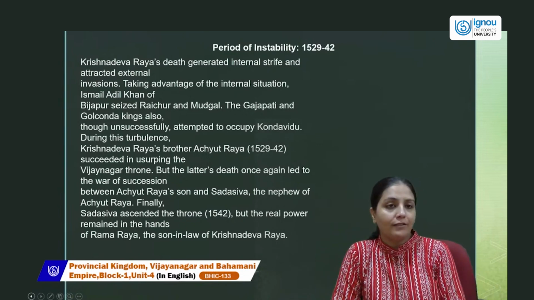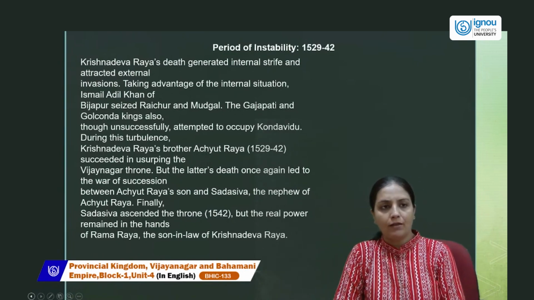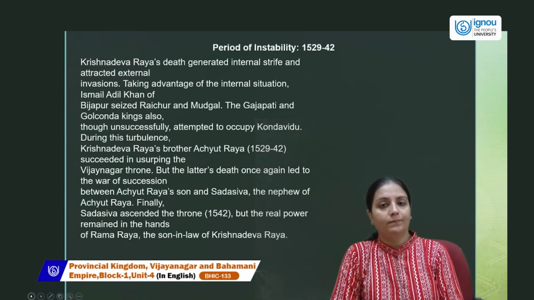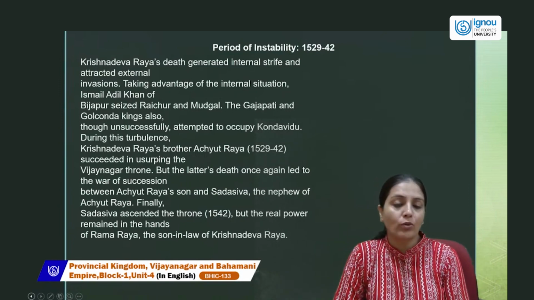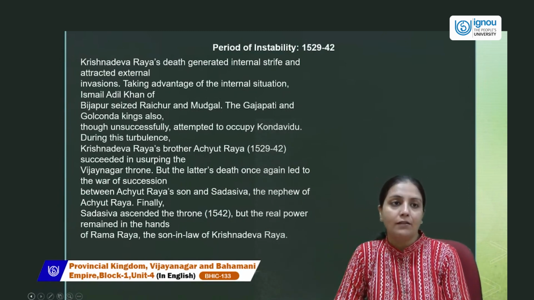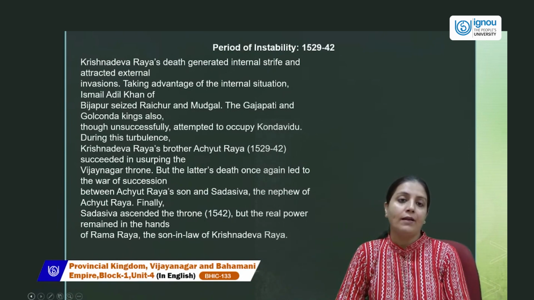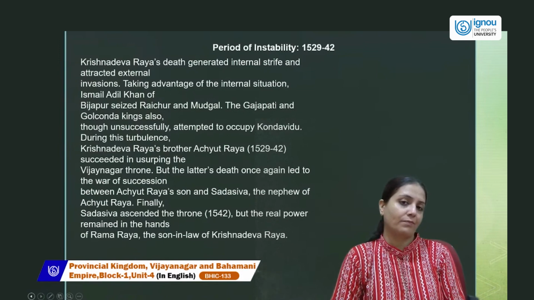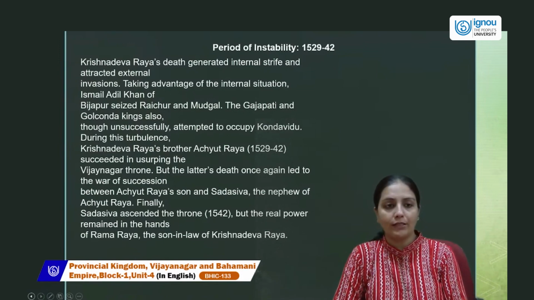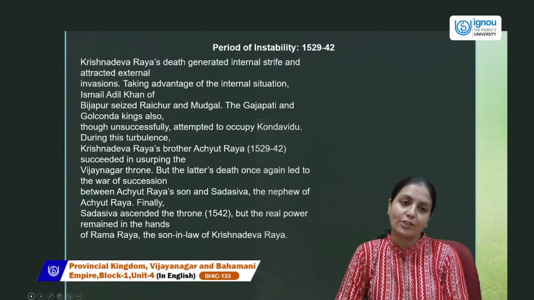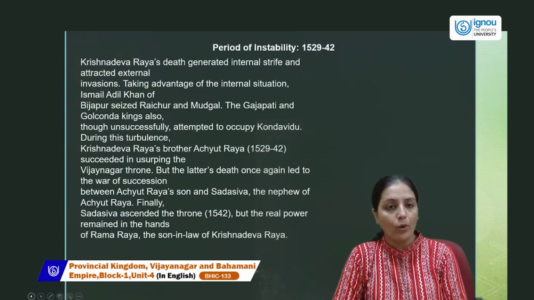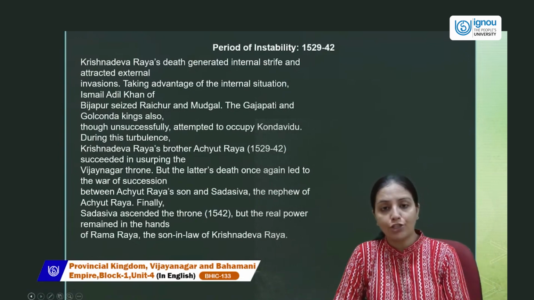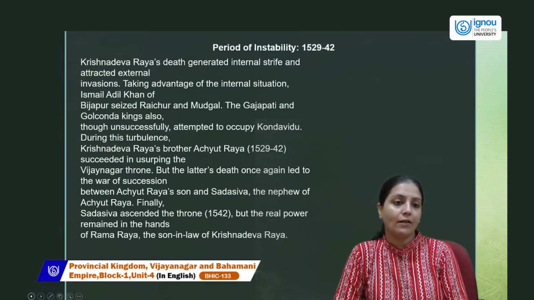Taking advantage of the internal situation, Ismail Adil Khan of Bijapur seized Raichur and Mudgal. He seized them very soon because he had seen Krishnadev Raya's death. That's why he took advantage of these internal strifes. The Gajapati and Golconda kings also, though unsuccessfully, attempted to occupy Kondavidu. During this turbulence, Krishnadev Raya's brother Achyut Raya succeeded in usurping the Vijayanagar throne.